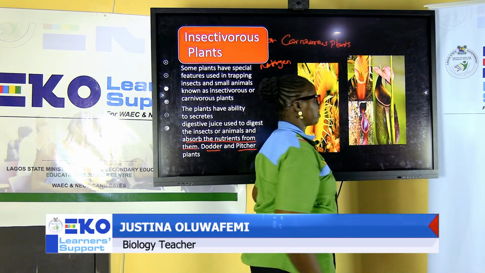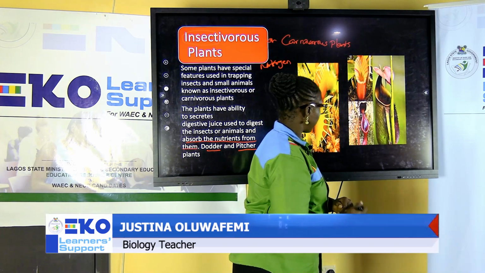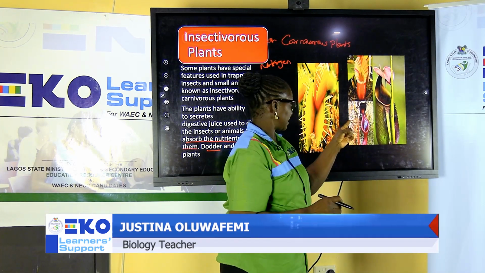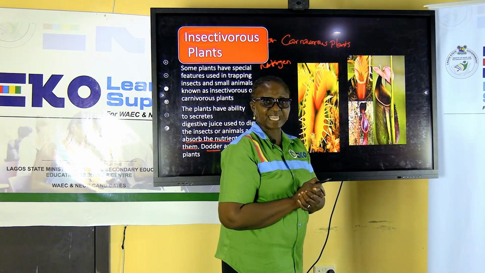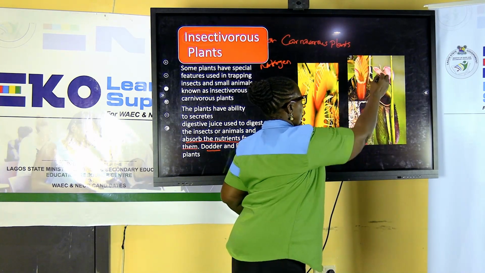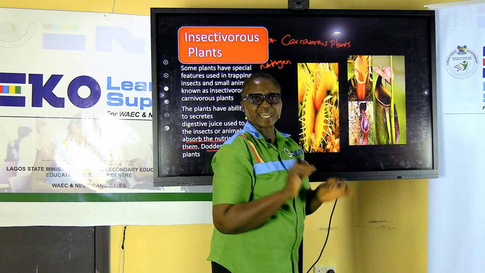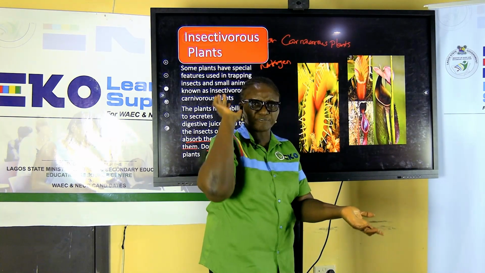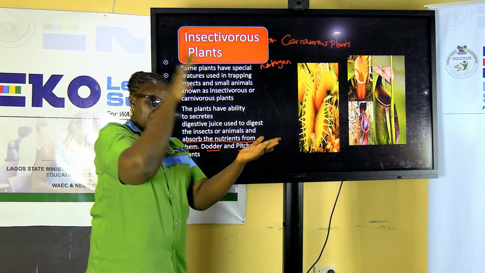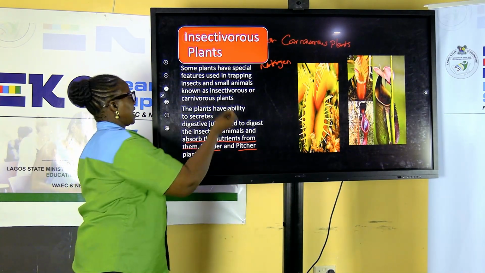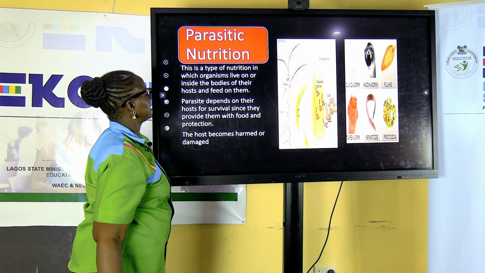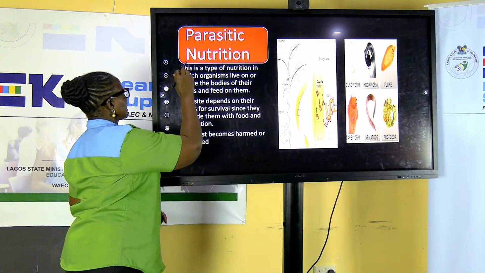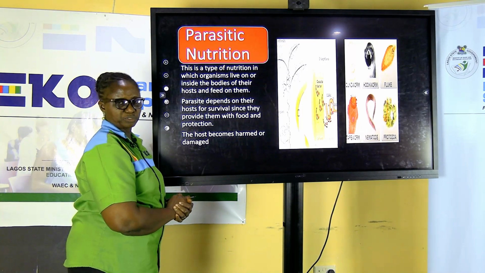The same thing goes with pitcher plants. Looking at this pitcher plant, you see it appears like a cup. Are you seeing it? It has a cup with a cover. Any insect or animal that runs inside the cover, it has a flap that closes on it and the animal will be digested. The last but not the least for today's lesson is parasitic nutrition.